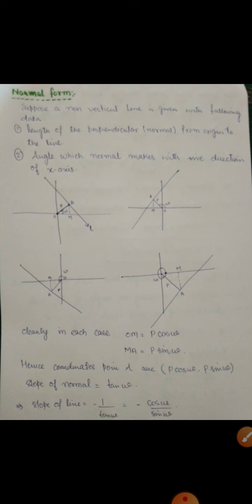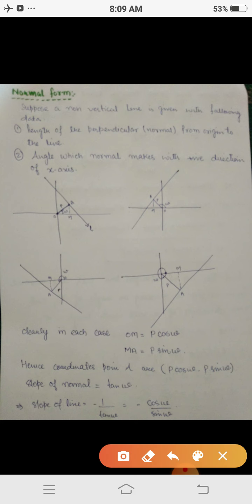Today we shall discuss another form of the straight line, that is called normal form. Suppose we have a non-vertical line which is given with the following data. First, the length of the perpendicular, which is called the normal, from the origin to the line is given. The angle which the normal makes with the positive direction of the x-axis is also given.